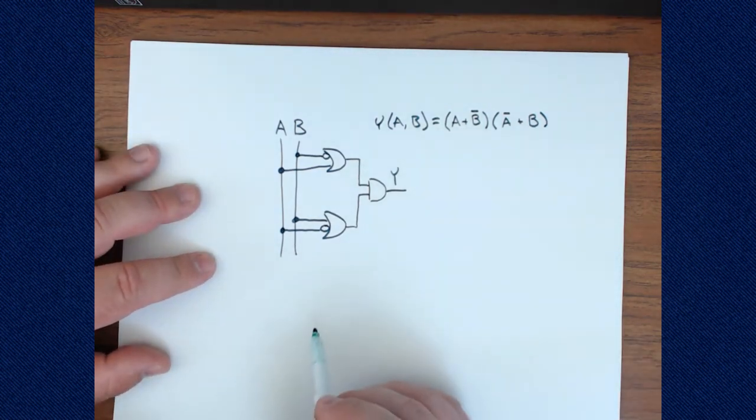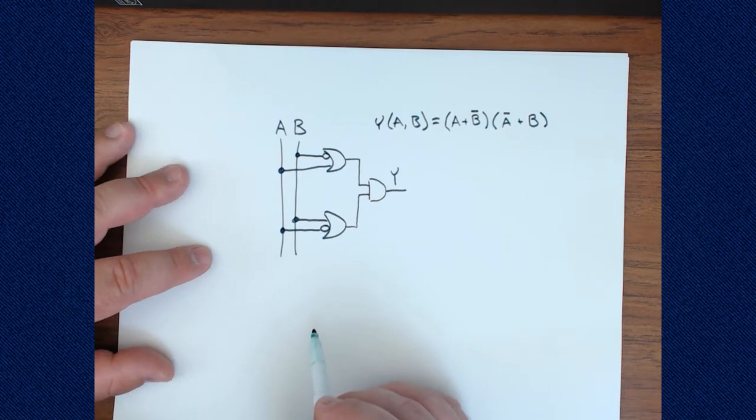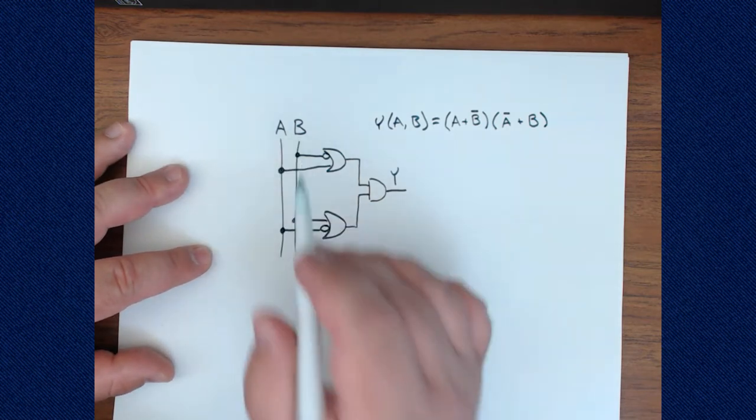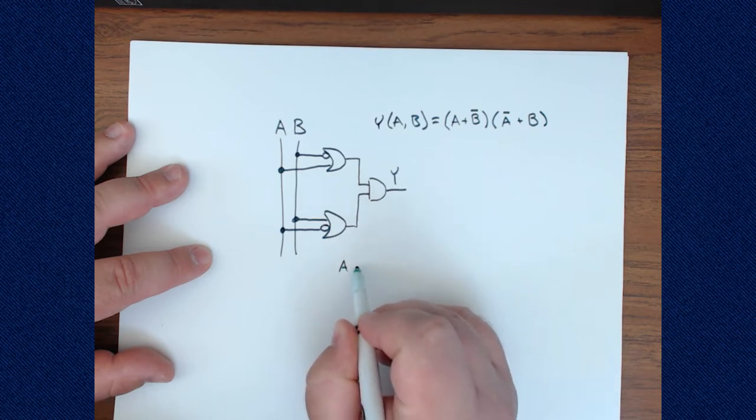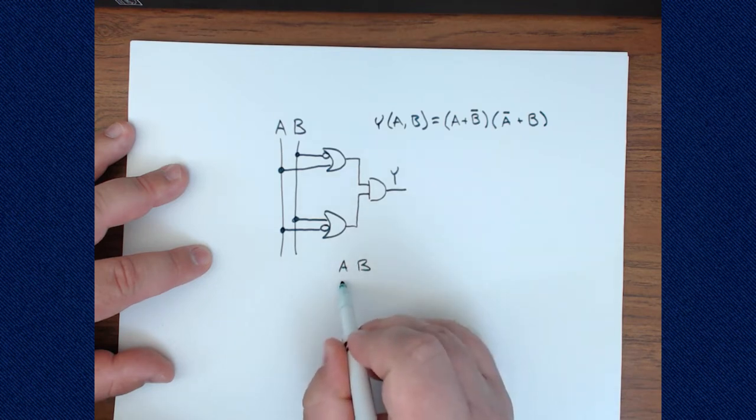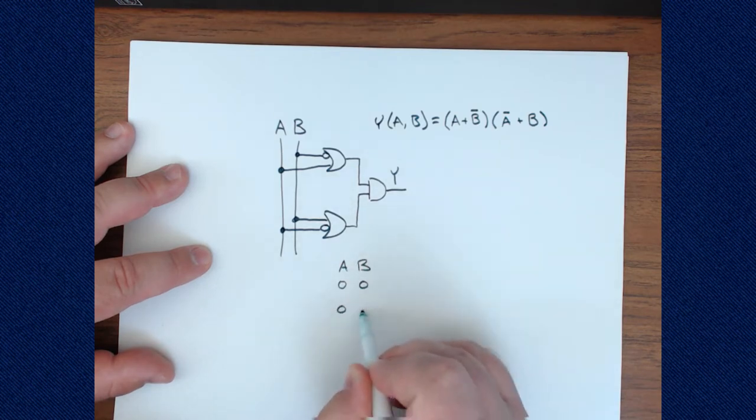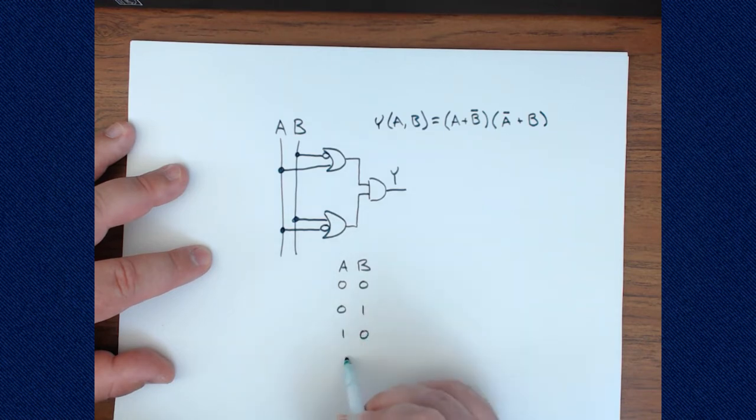So now we have our digital circuit, and we have the equivalent Boolean algebra expression. Let's find what the truth table has for the output of all our four inputs. We'll go with A, B, 0, 0, 0, 1, 1, 0, 1, 1.